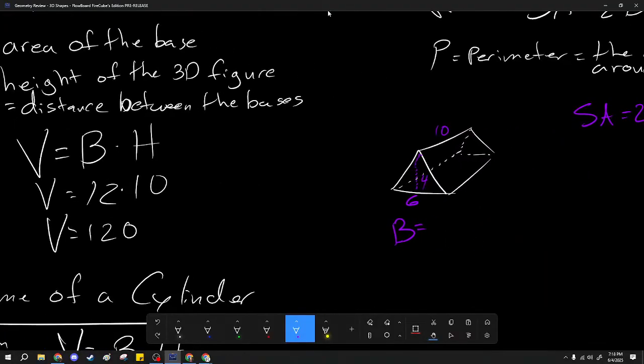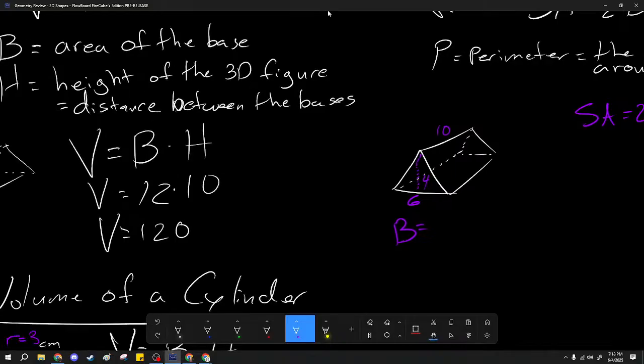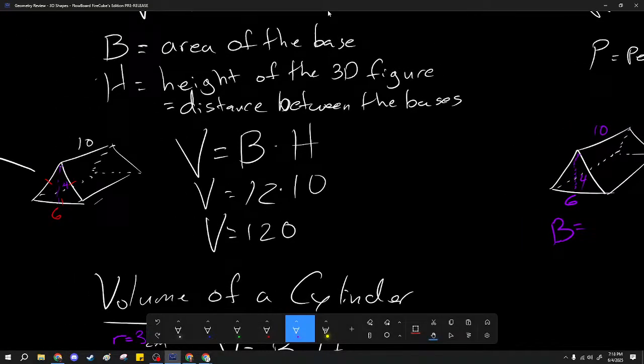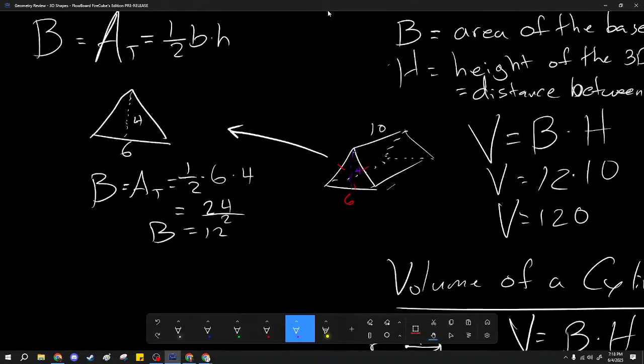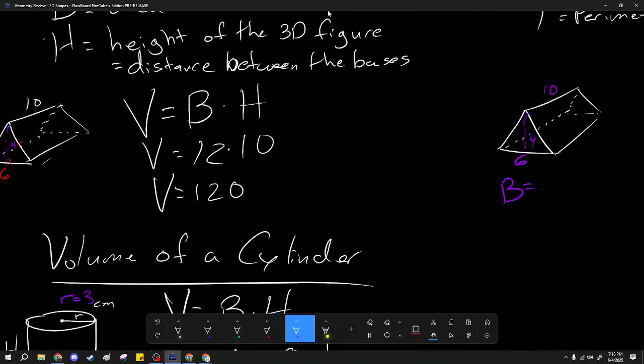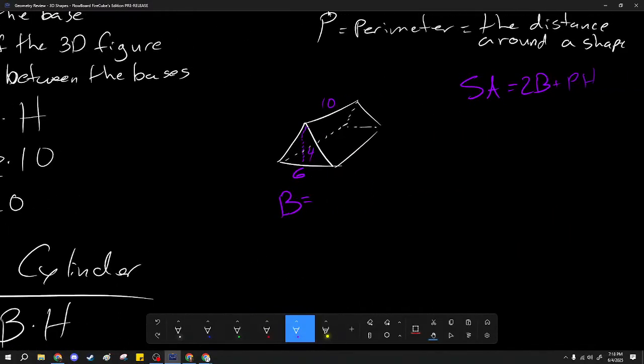Area of the base. The base is the shape that I'm working with. It is the face of our prism. So I need to figure out what the area of that base is. The area of that base would be the area of a triangle, which is 1/2 base times height. In this case, lowercase b and lowercase h are the base of the triangle and the height of the triangle. Plugging that in, like we did earlier, we get that the area of our base is 12. Okay, so I'll write that here.